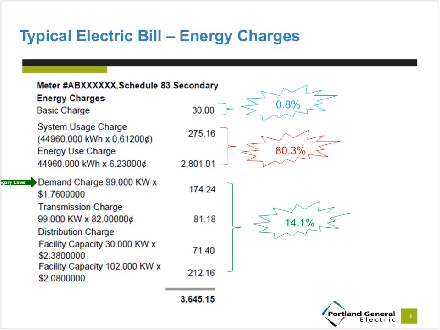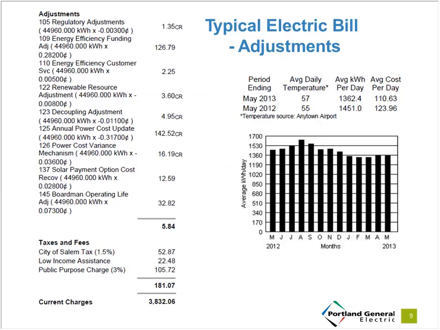So you can see that the basic charge, the system charges and demand charges all add up to the total $3,600 that we saw on the previous page. But in addition to that, we also have adjustments. I'm not going to go into all the details, and truthfully, different customers are going to have different adjustments, but there are credits and debits on the bill for energy efficiency, decoupling adjustments, transmission line adjustments, solar adjustments, all kinds of adjustments, and in this case, all of those adjustments add up to $5.84.